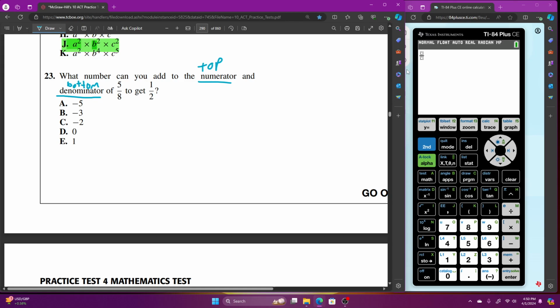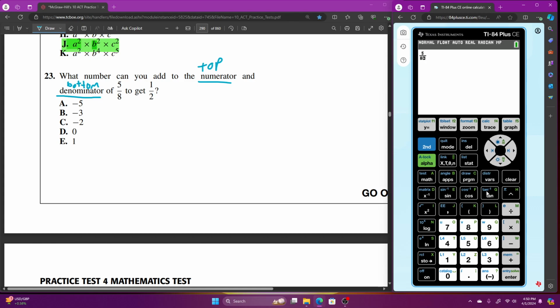So I've got my fraction here, 5/8. And let's see what happens when we say 5 plus -5 over 8 plus -5. Do we get a half? No. And then when you have this here and you want to pull it back up, I'm just going to hit second, enter, and that gives me back my previous entry.